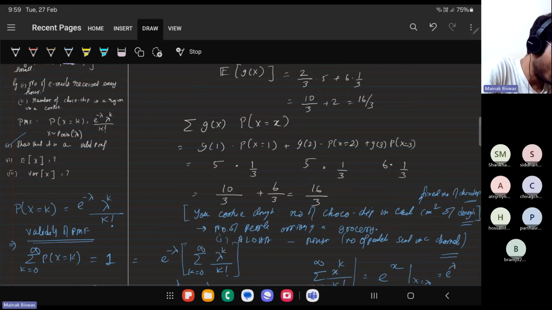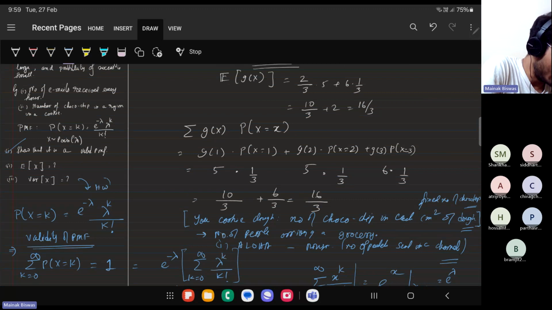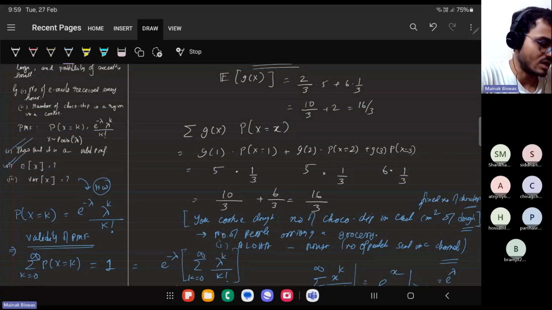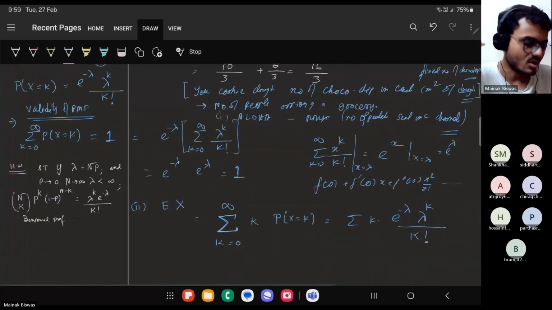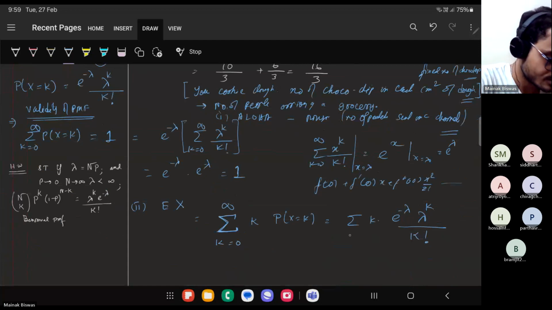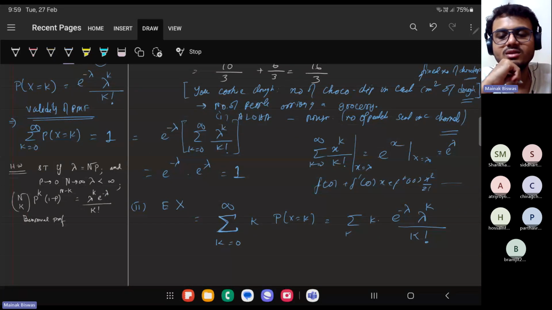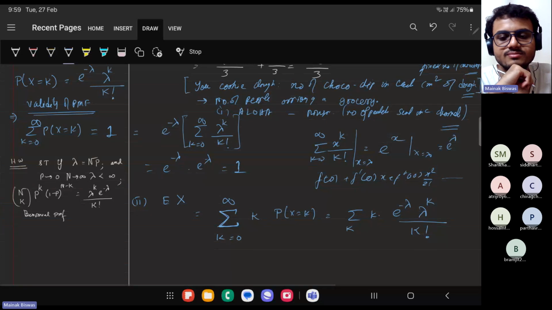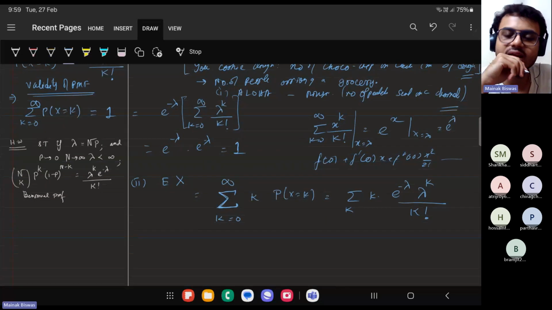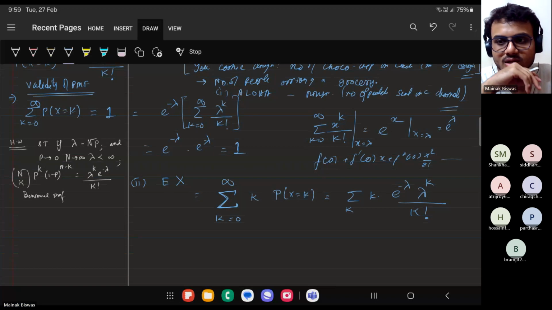Variance would be homework for you. Please try it out. I will not do it. It's the same question. I don't do it twice. Okay. So how will I solve this? Any idea? I think this type of solution you could do in class 11 and 12.